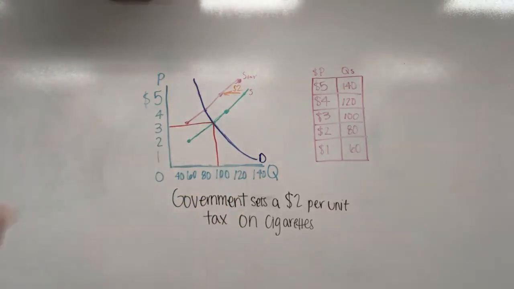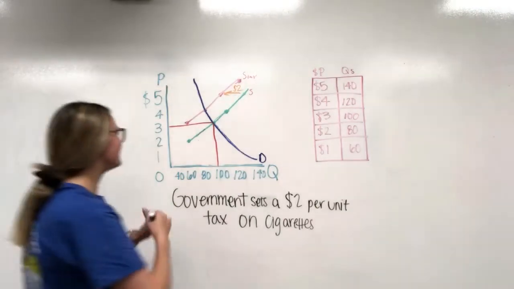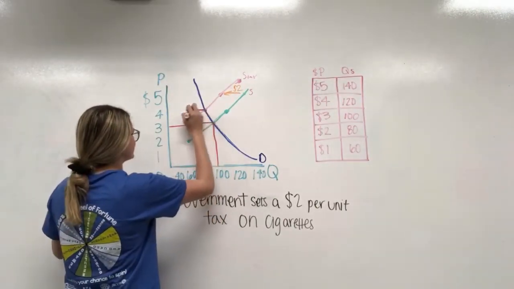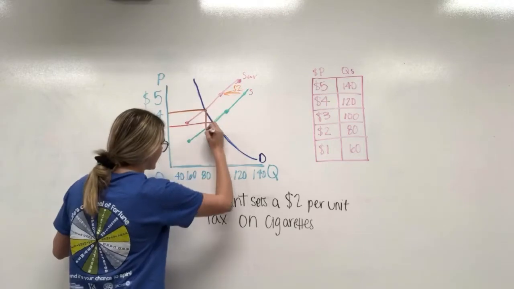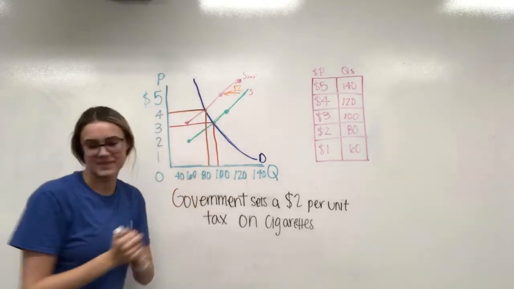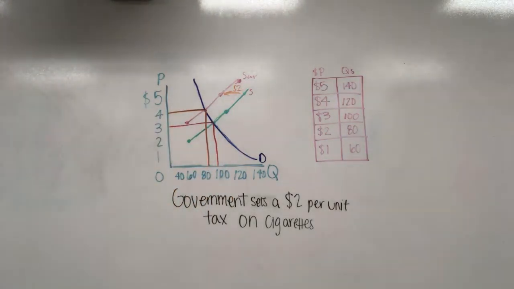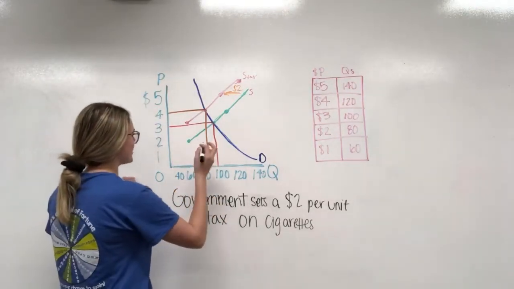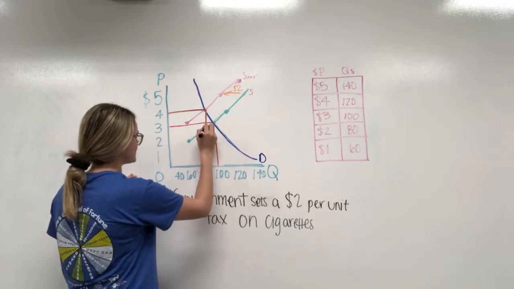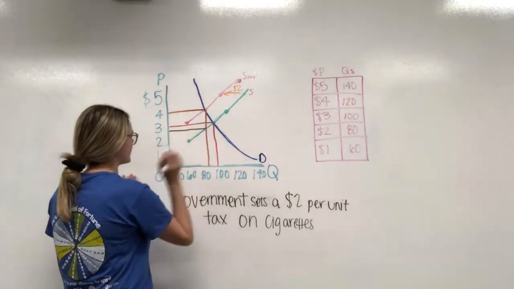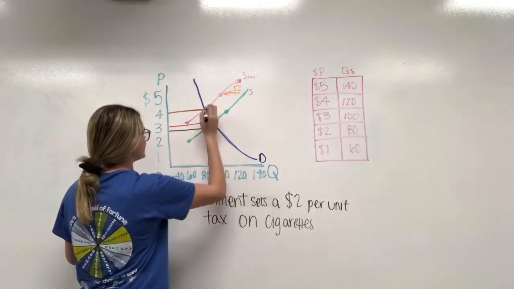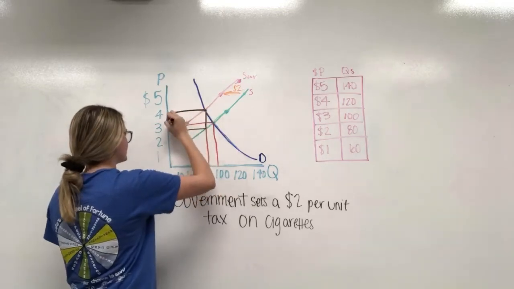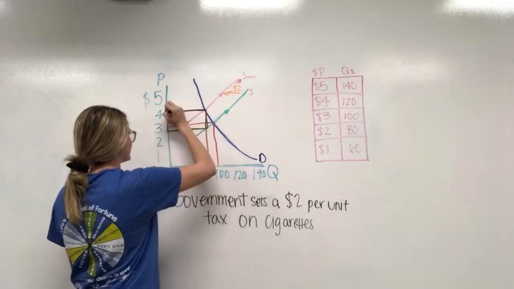Now, our new equilibrium is at $4.80 cigarettes. So, now to find the total tax revenue, you go from the bottom of the supply line all the way over, and then you go up to the new equilibrium, and this is our total tax revenue.